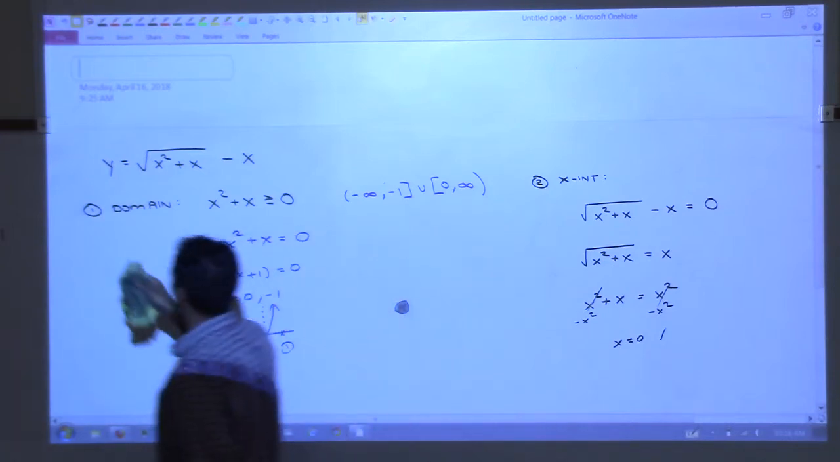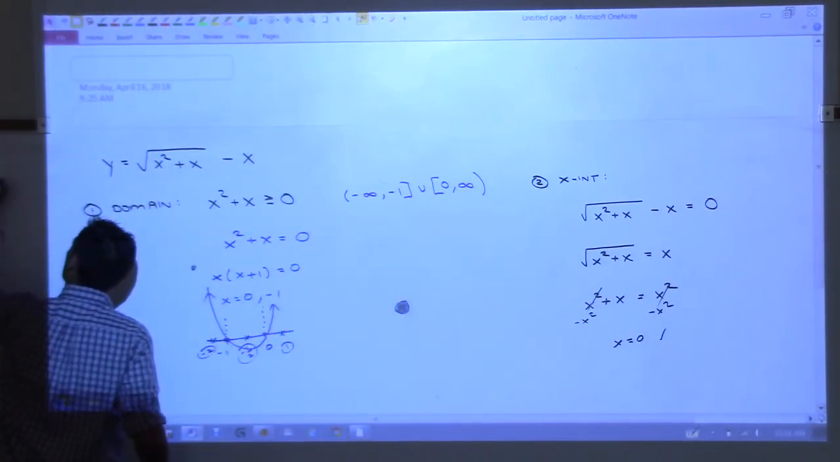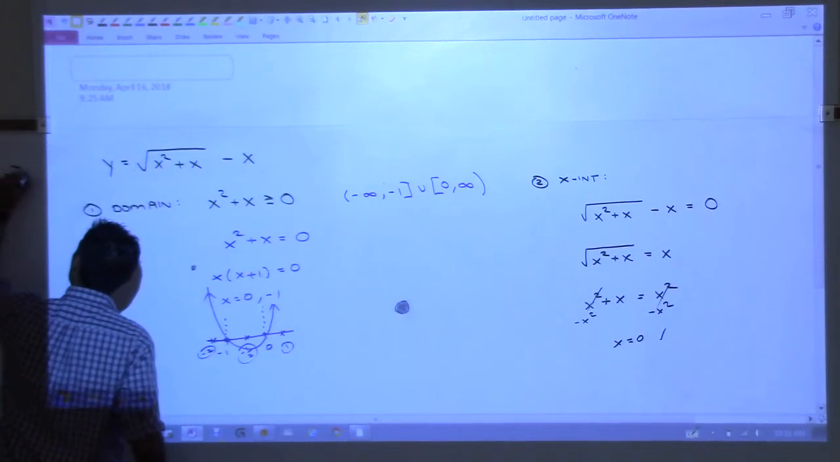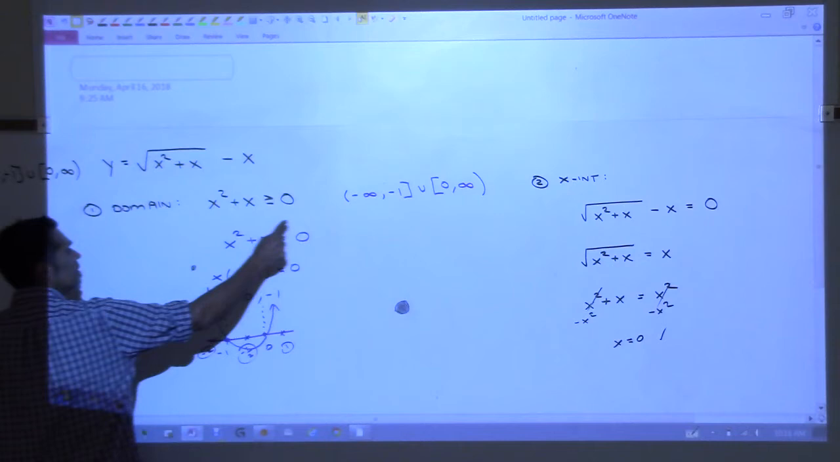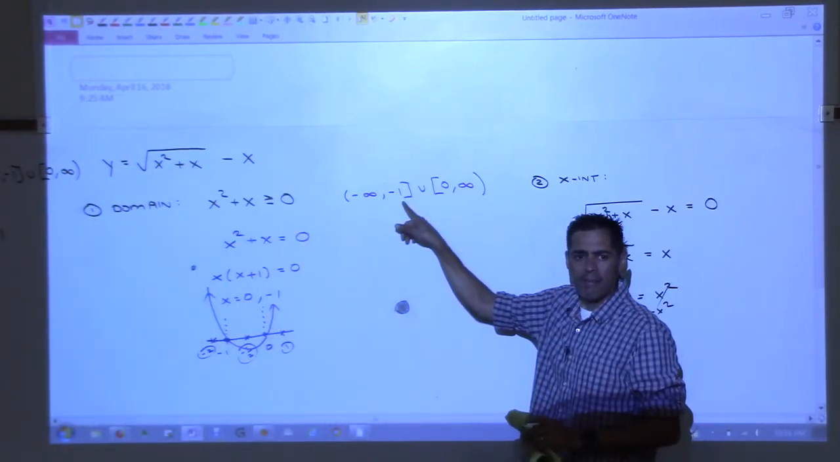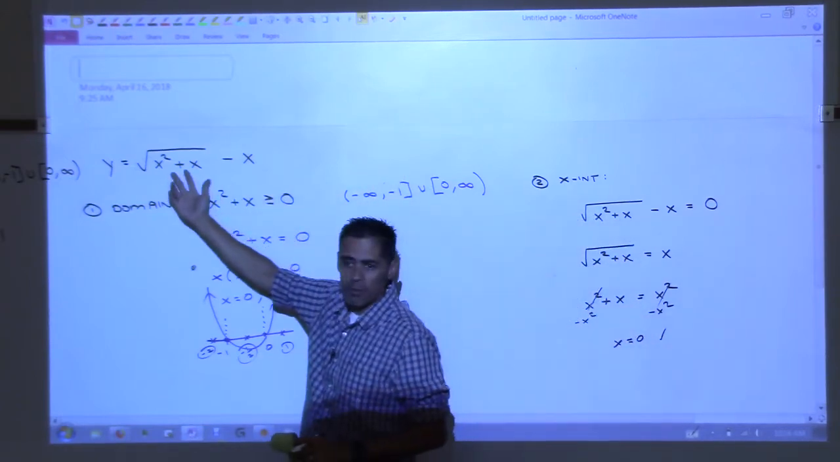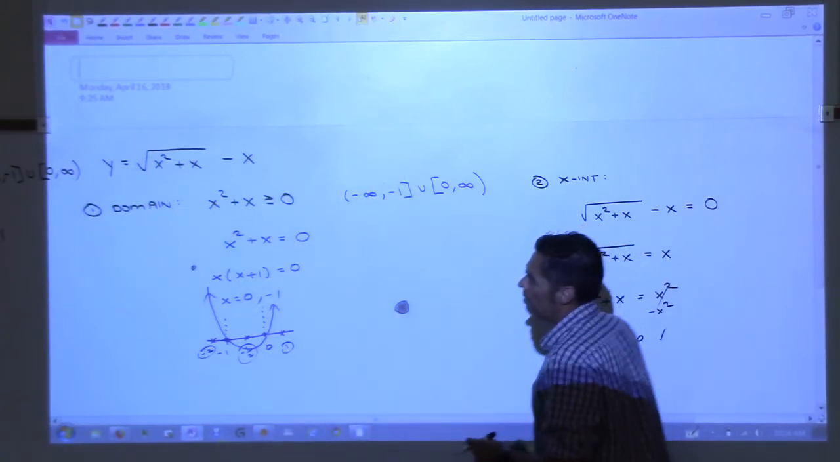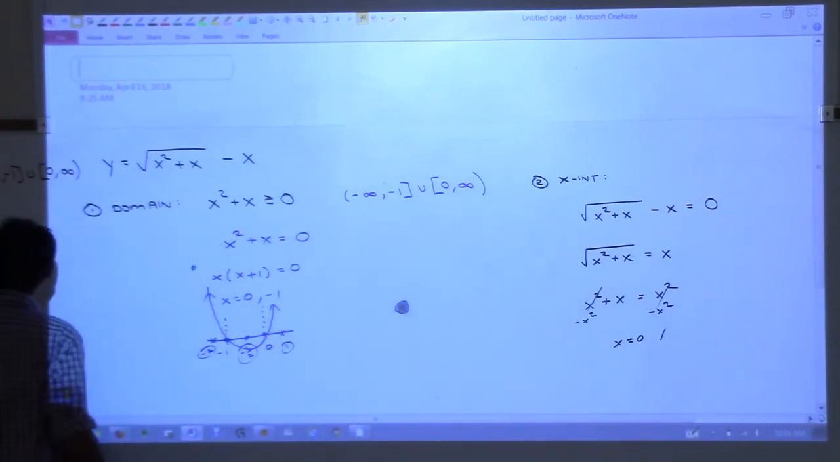So my domain was -infinity to -1 unioned with, nobody asked me why there were brackets on the -1 and on the 0. Are y'all OK with the idea that you can actually plug those in and get 0 and that it's defined because you can still take the square root of 0? OK. And then the x-intercepts, there's only one. That's making me happy. x is 0.